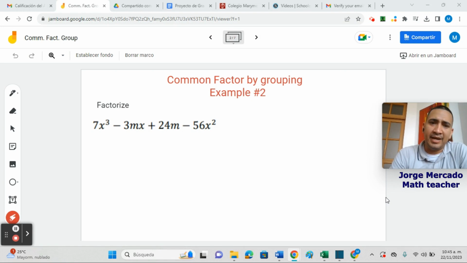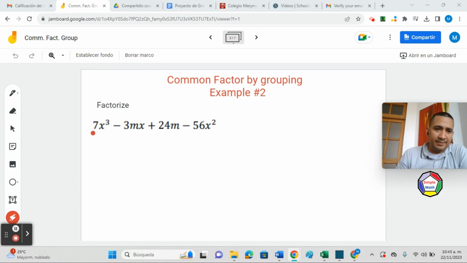In this video, we'll explain an exercise of common factor by grouping. Actually, this is going to be example number 2. Here we have an exercise. We have a polynomial, yes, this is the polynomial. And what we have to do is to get the common factor or factorize.